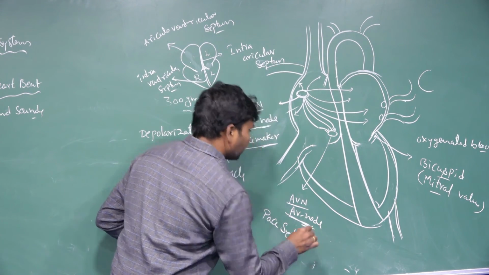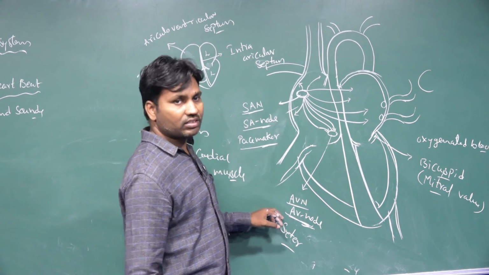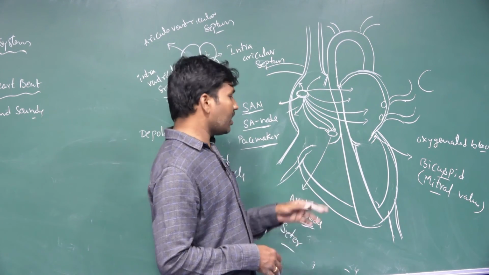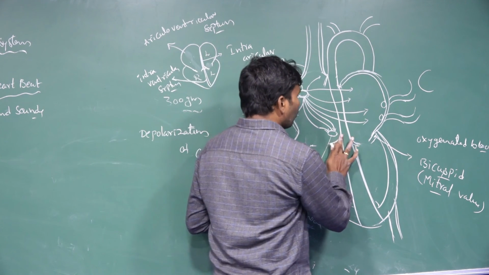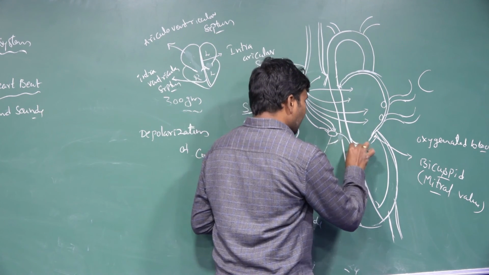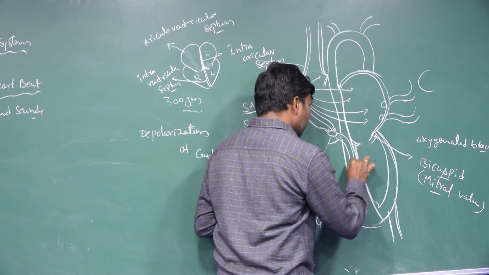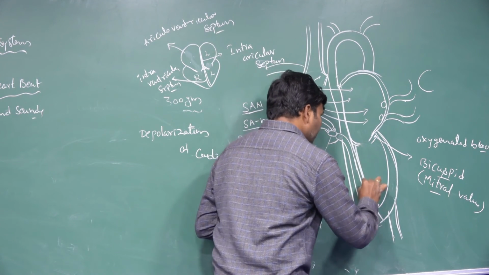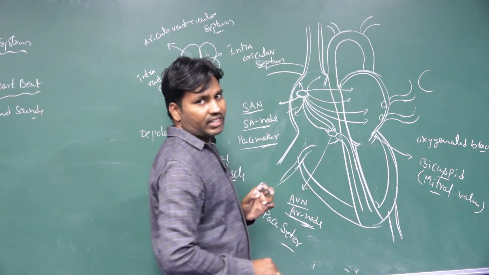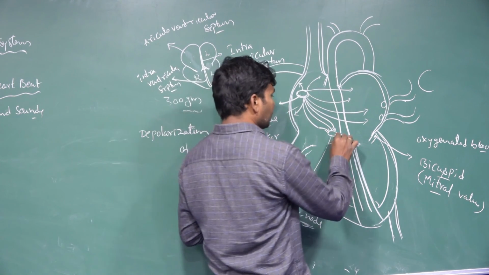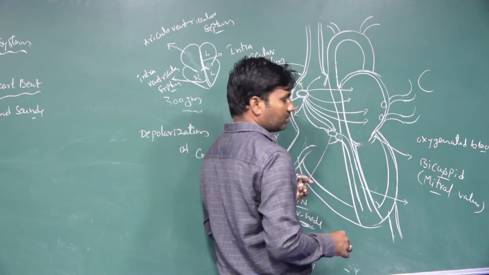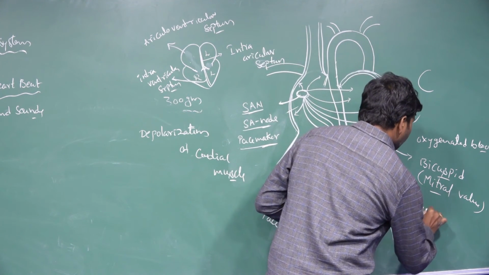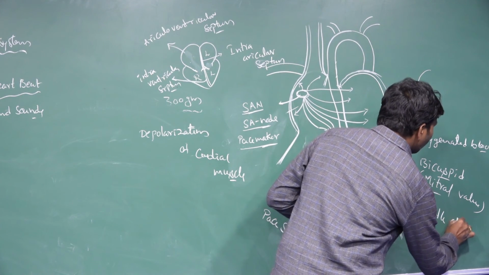It acts as a pacesetter or amplifier here, amplifying into these electrical conductions. The AV node is connected with a number of cardiac muscle fibers. Cardiac muscle fibers are connected with the AV node, so these are forming a bundle. This bundle is called the bundle of His.